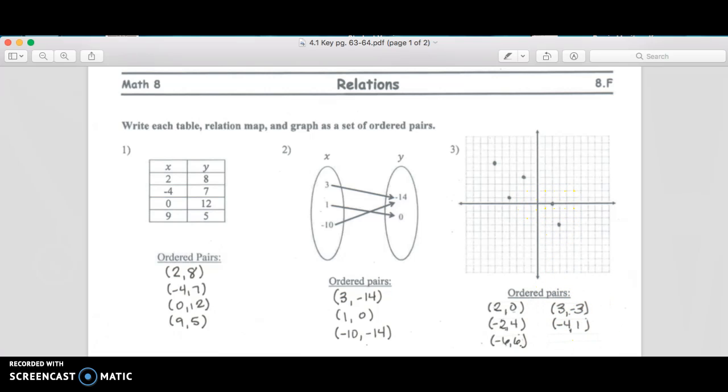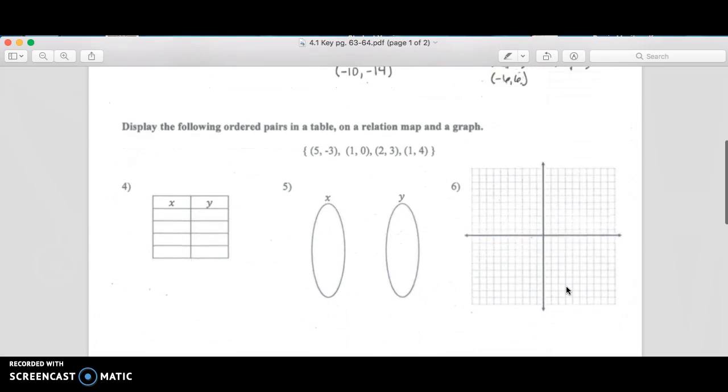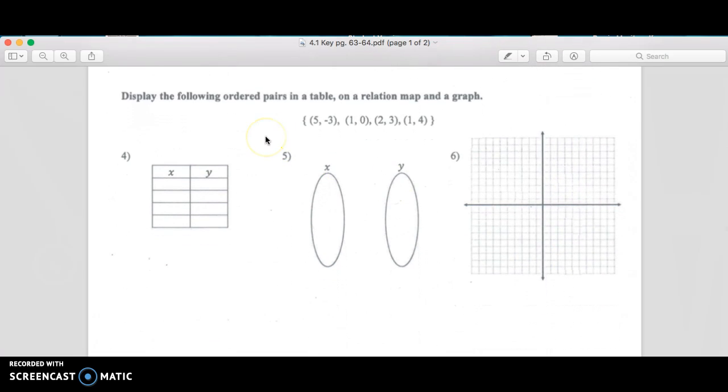So 3, negative 3. So on your assignment, you're going to see now that you're going to put these ordered pairs into the table, the relation map, and then back onto the graph.